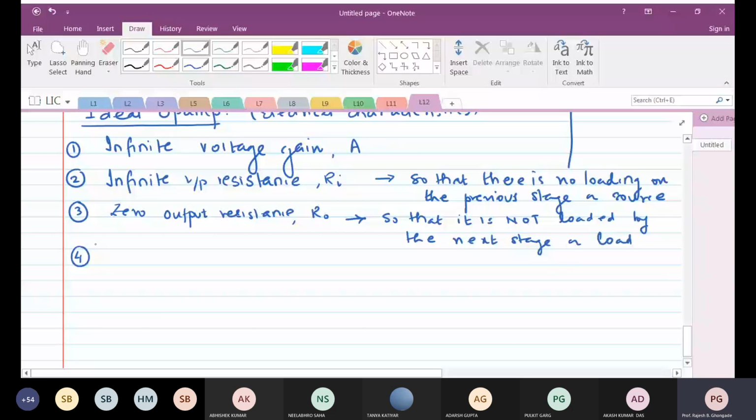Yes, sir. What about bandwidth? What should be the bandwidth of an ideal operational amplifier? Infinite. Infinite bandwidth. It means that our amplifier can work with frequencies right from 0 hertz to infinite hertz.